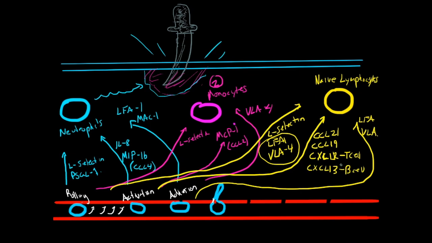What they do is they travel across the high endothelial venules to enter into the lymph node. I made a video on what the lymph node was and what its function was. So that's it for the molecules that are involved in the extravasation of leukocytes.